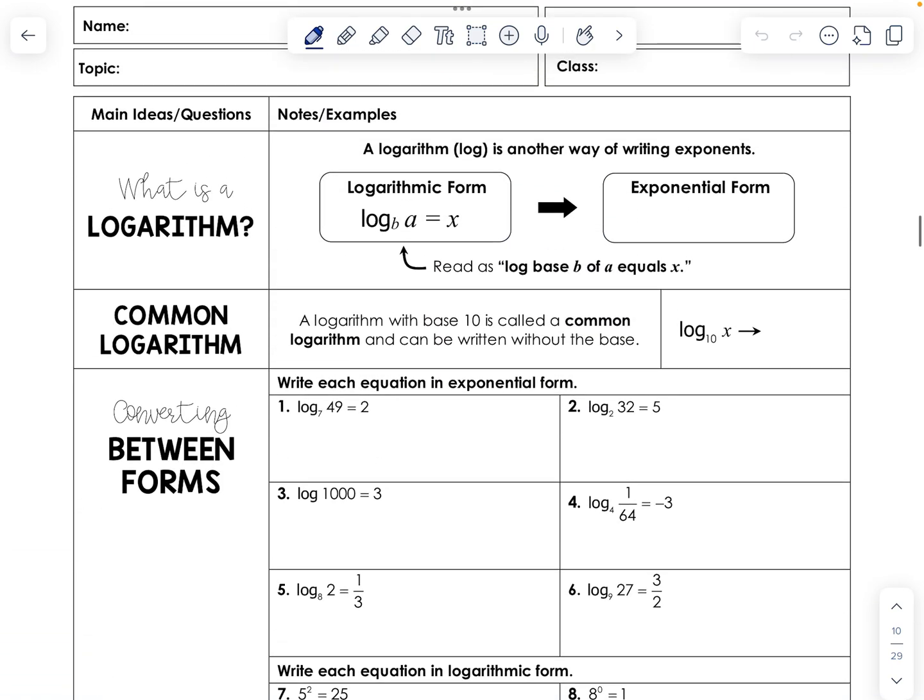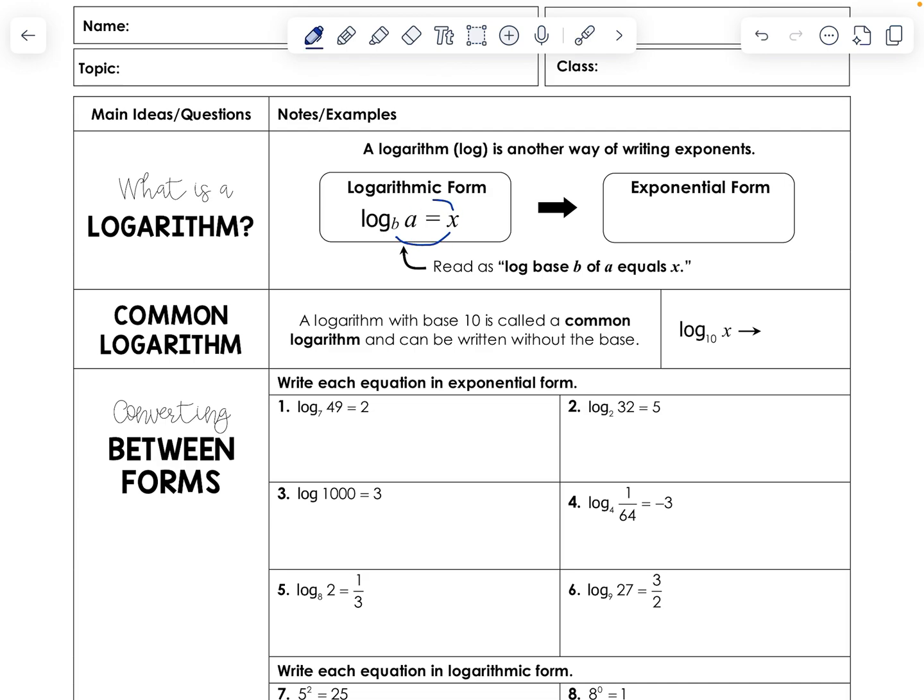What is a logarithm? A logarithm is another way of writing exponents. The way that's easiest for me to show this is the swirl method. This reads as log base b of a equals x. I can write this in exponential form, and I use the swirl method to do that. It goes this way.